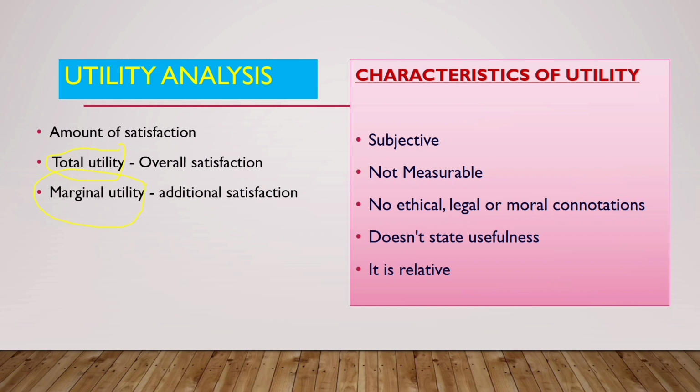Next comes the characteristics of utility. Utility is subjective, that is, it varies from person to person. As it is subjective, we cannot measure it. Utility has no ethical, legal, or moral connotations. It does not state usefulness. So, a commodity might not be useful but still has utility. For example, alcohol. Heavy drinking can have a negative impact, but still it holds utility for those persons who are heavy drinkers.